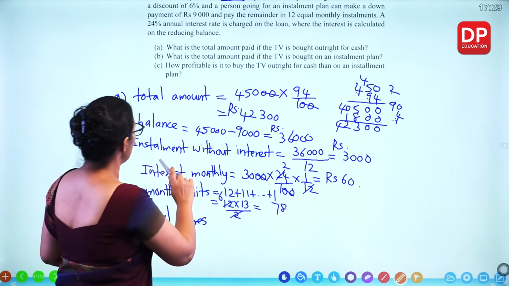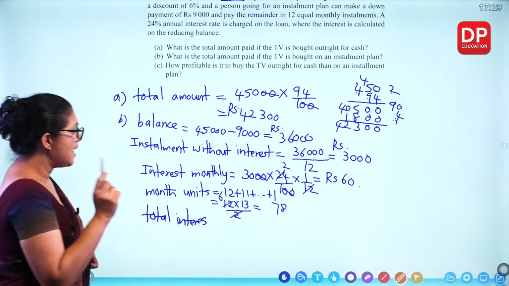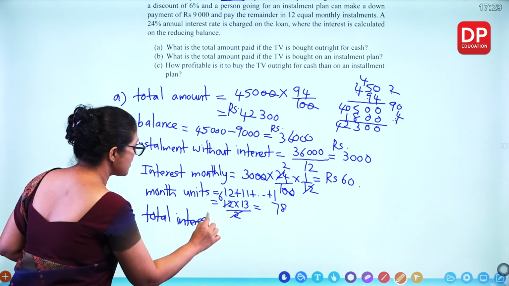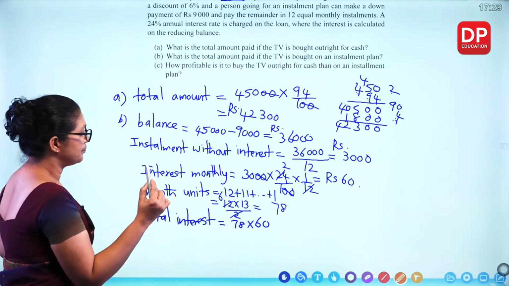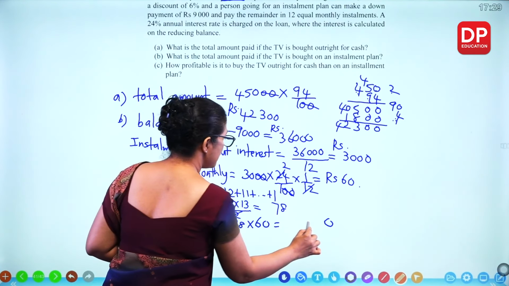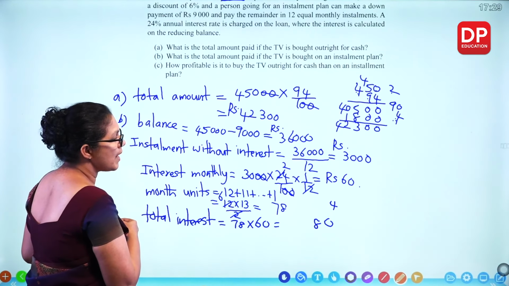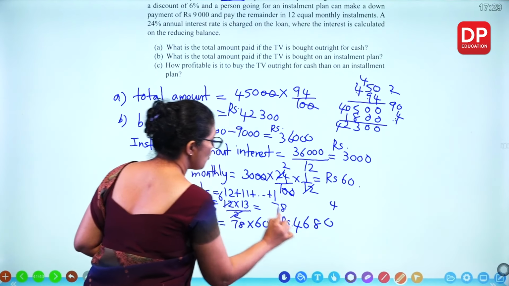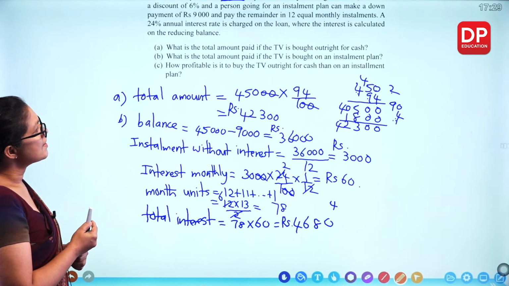So total interest: interest monthly is 60 and there are 78 months. So what's the total interest? 78 into 60. 6 times 8, 48. 4 remaining. 6 times 7, 42 plus 4, 46. So 4,680 is the total interest.